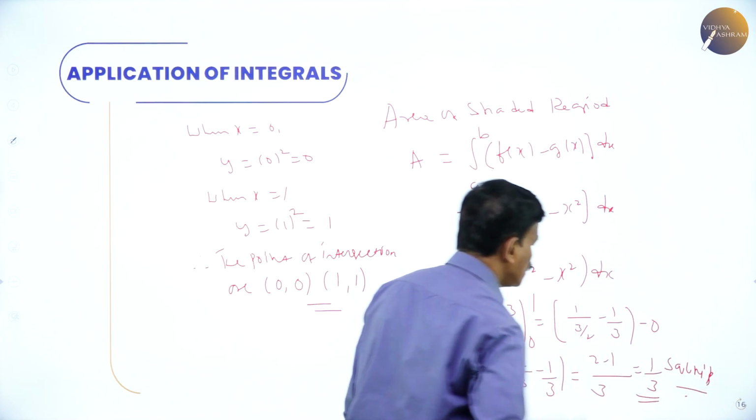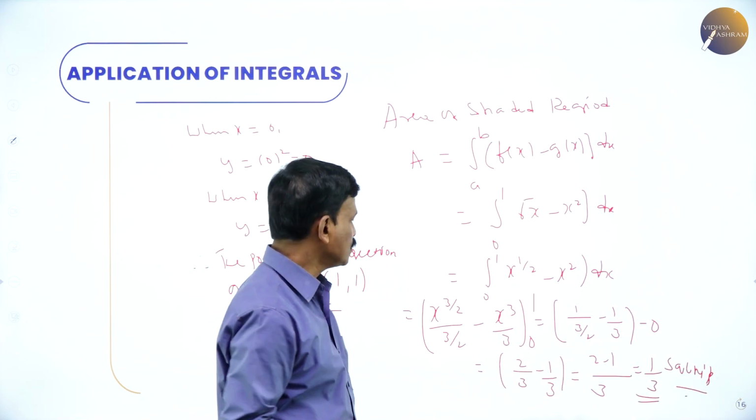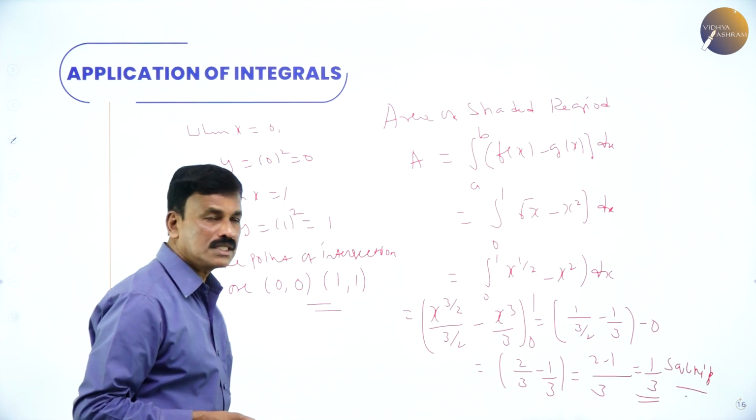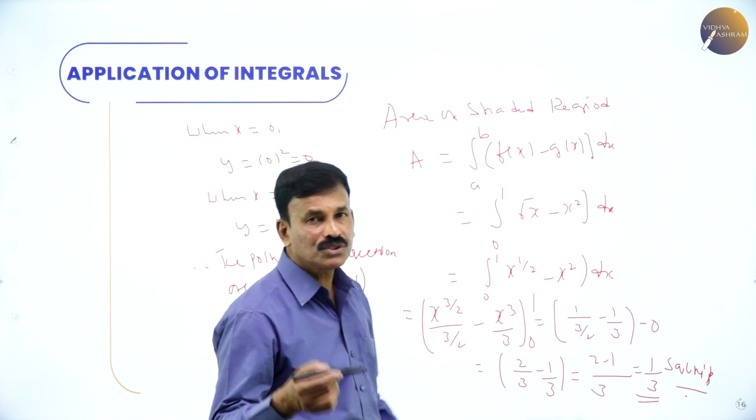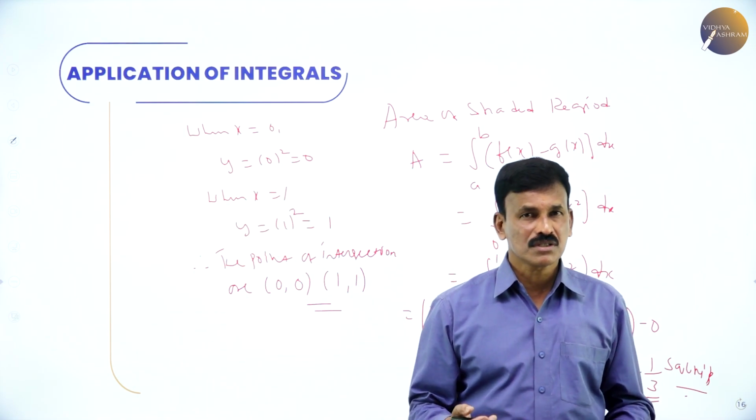That means the area enclosed between these two parabolas is 1 by 3 square units. This is how we are going to solve this problem. You may also expect this type of question for 5 marks. So these are a few problems based on applications of integrals.